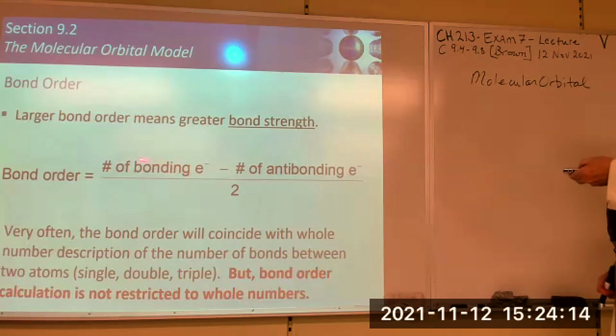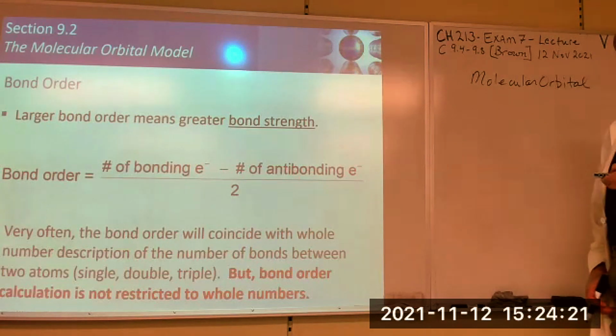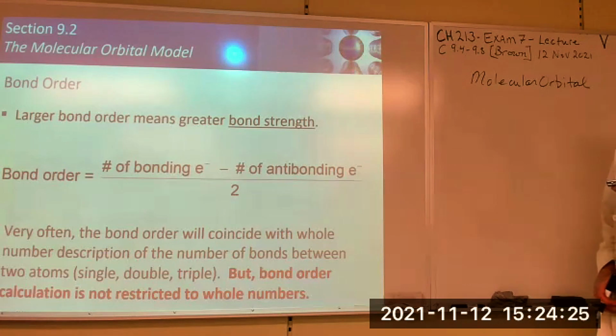So we take the number of electrons that are found in bonding orbitals and subtract the number that are found in anti-bonding orbitals, divided by 2, and that's your bond order.